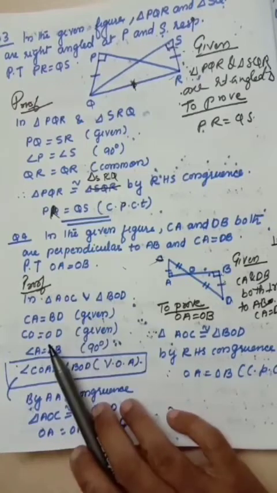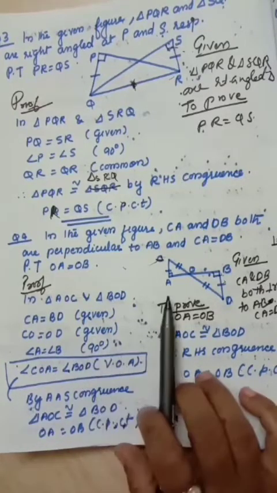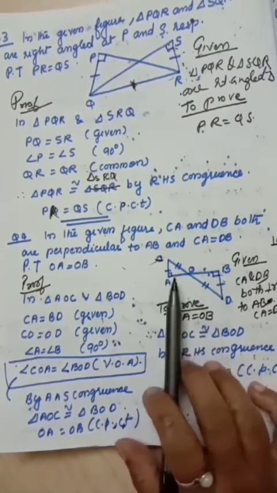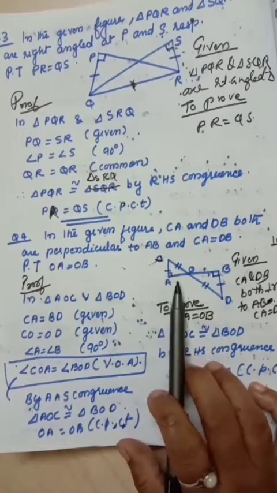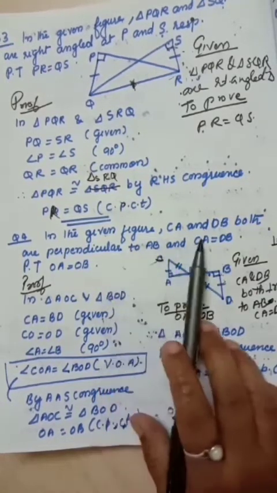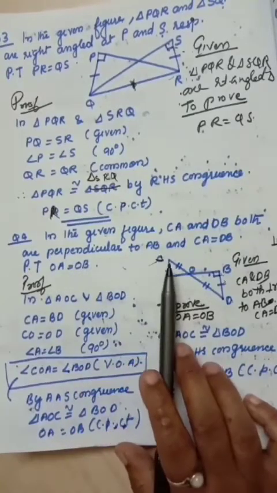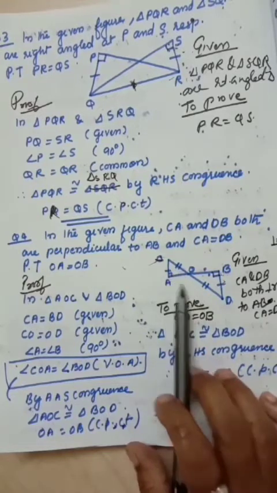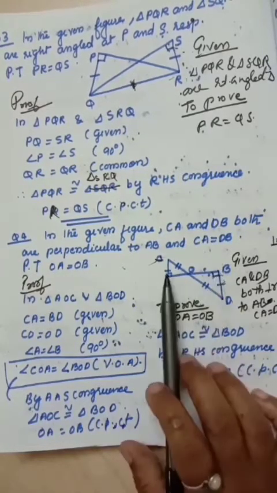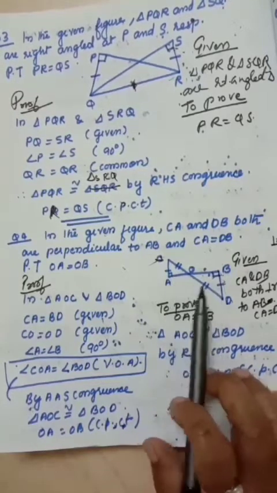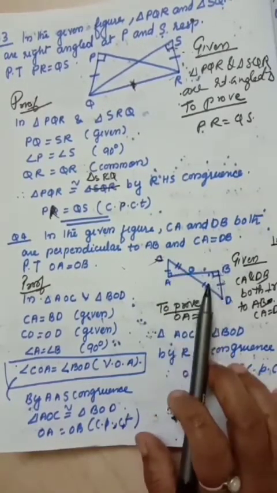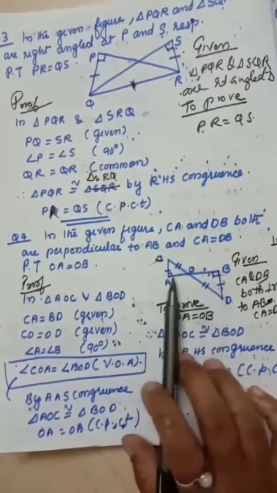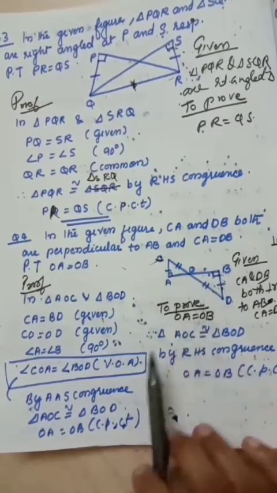And CO equal to OD is also given. These two are given, and this is perpendicular, meaning 90 degrees. See, CA and DB are both perpendicular to AB. So both are 90-degree triangles. The side opposite 90 degrees is the hypotenuse; the hypotenuse of both triangles is equal and one of the sides is also equal. Then by RHS congruence you can say these two triangles are congruent.